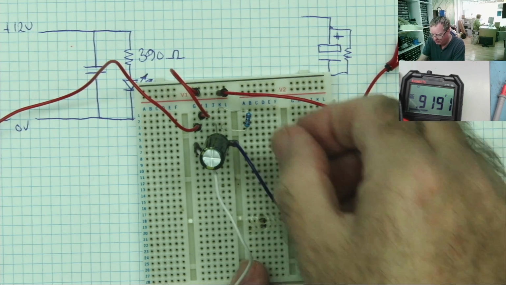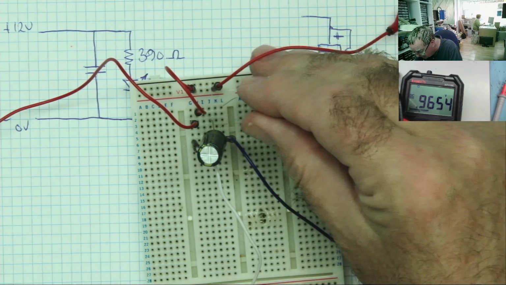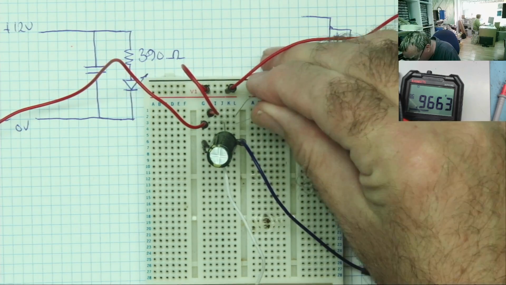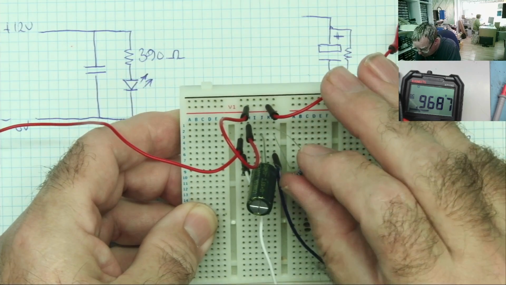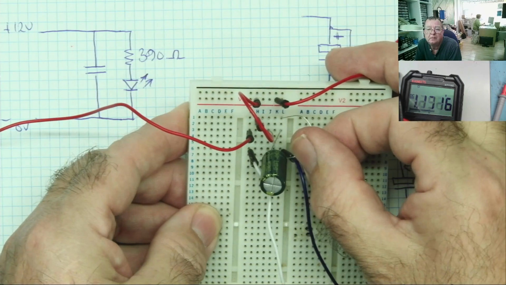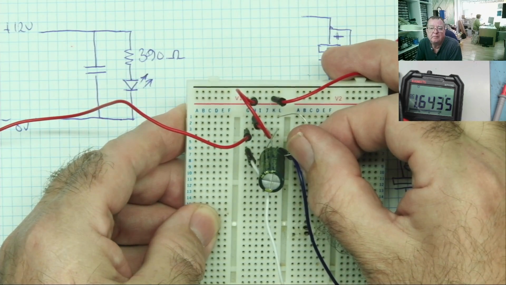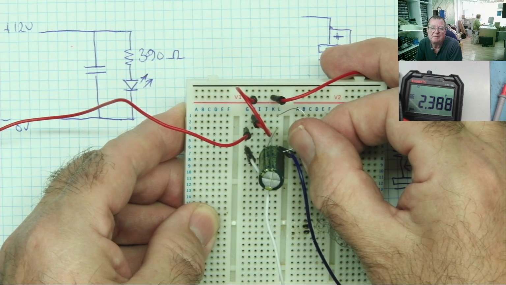In fact, so much time, this video would go on forever. So I'm going to use a 22,000 ohm resistor. Yeah, something 10 times smaller. Let's have a look. Okay. Now you can see it's still charging fairly slowly, but quite a bit faster.